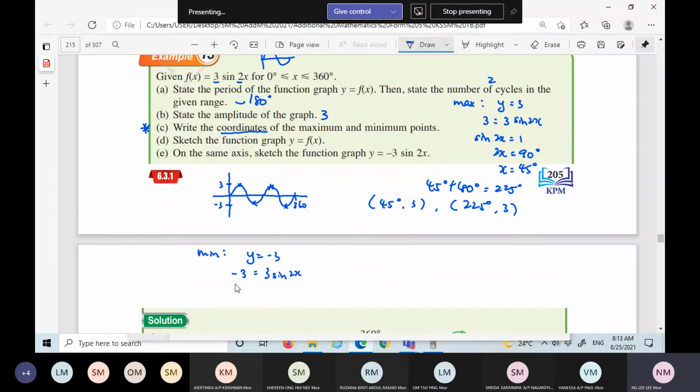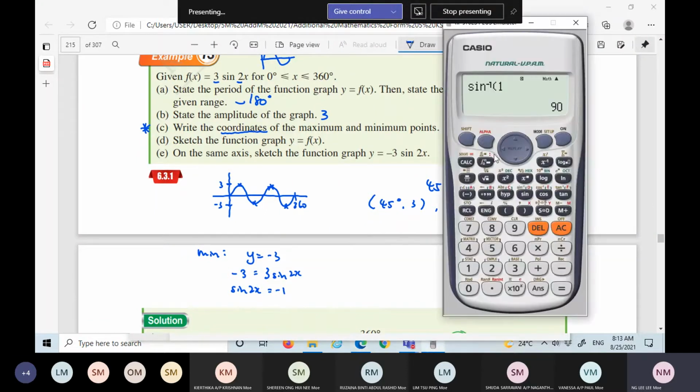Okay, so the 3 moves to here is -1. So now sine 2x is -1. Then shift sine, shift sine -1, to get the answer. Okay, -90.